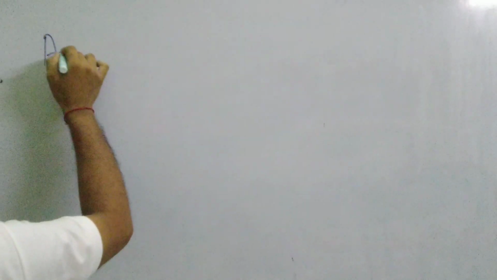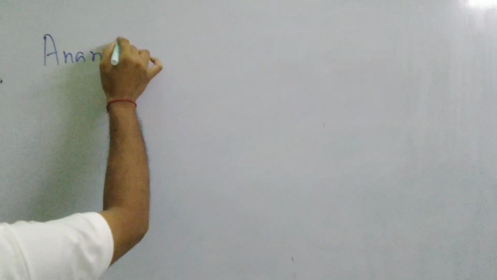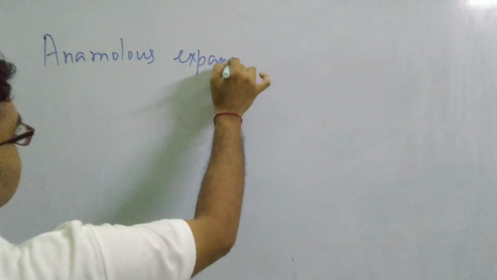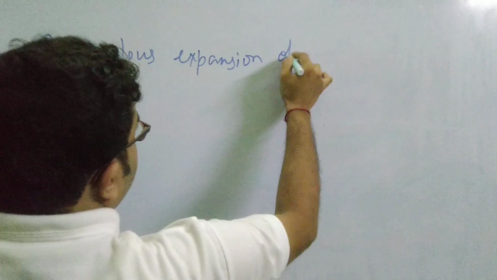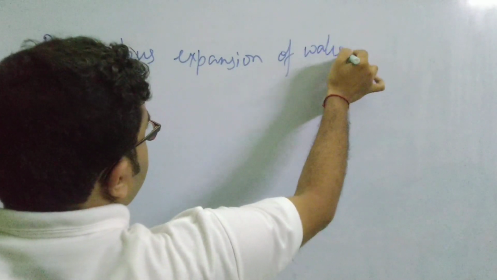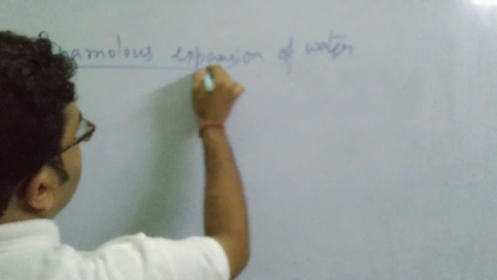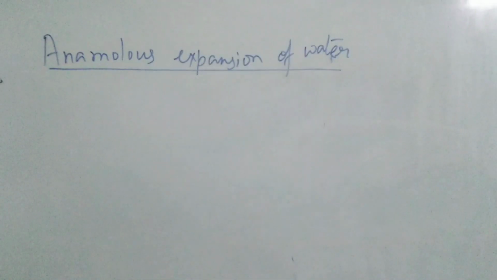So take out your pen and copies and make the heading: anomalous expansion of water. Okay, so what is anomalous expansion of water?